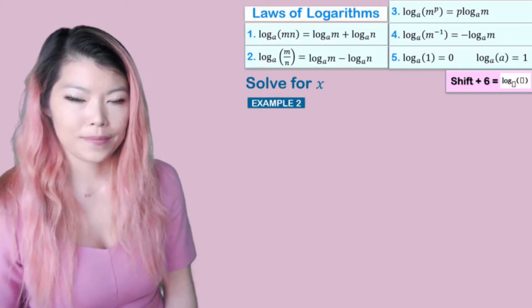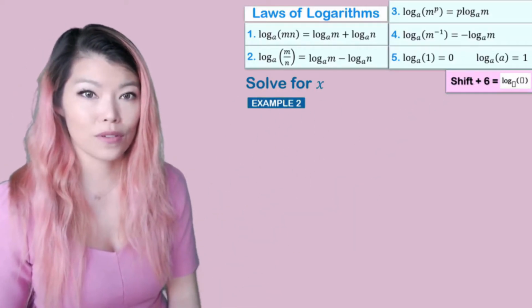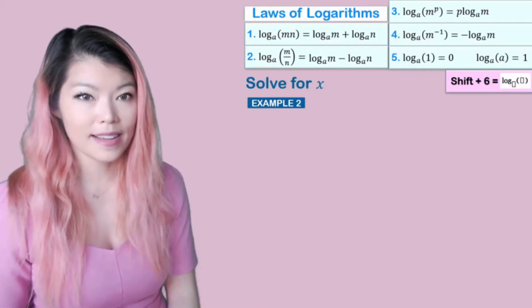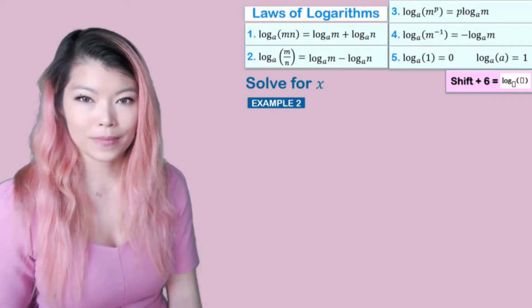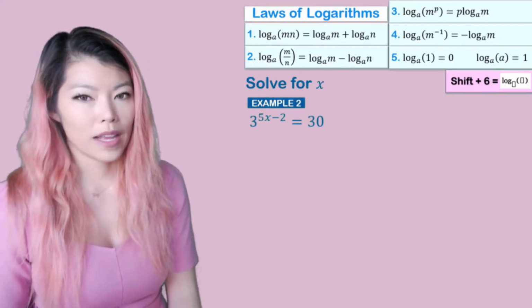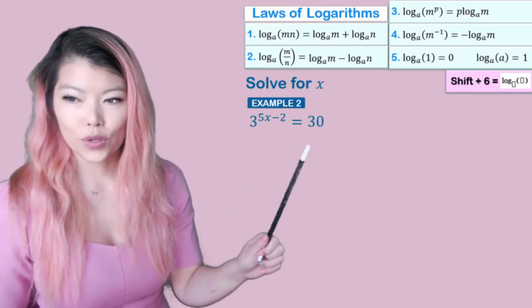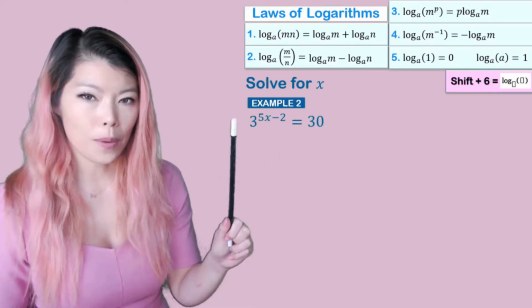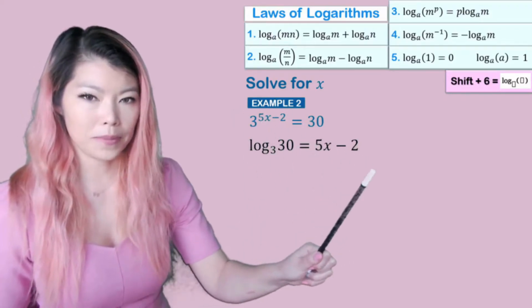Solve for x. Before you continue with this, make sure you try that question on your calculator so that you can do the following. I won't demonstrate that again. So the Shift 6 to bring up the log base. So 3 to the power of 5x minus 2 equals 30. So what can we do with this? We can do log base 3 of 30 equals the power, so 5x minus 2.